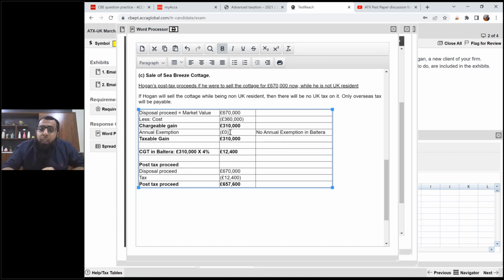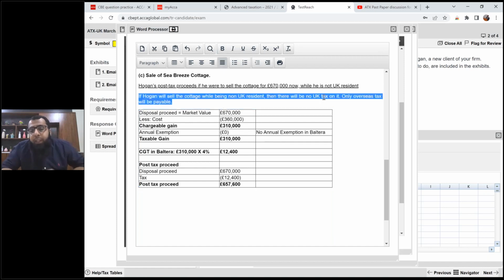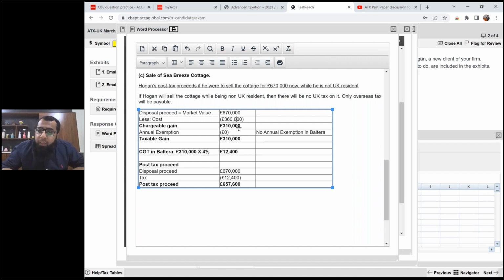So if Hogan sells the cottage while being non-resident, there will be no UK tax on it. Only overseas tax will be payable. So disposal proceeds, less cost, gives the chargeable gain, less annual exemption, which is 0 because there is no annual exemption in Baltira. The taxable gain is 310,000. And then we applied the CGT. Post-tax proceeds are disposal proceeds less the tax.